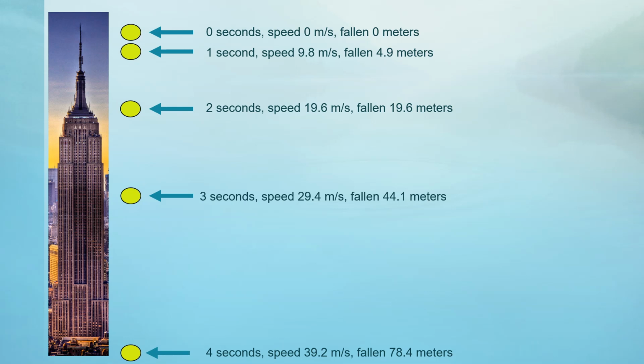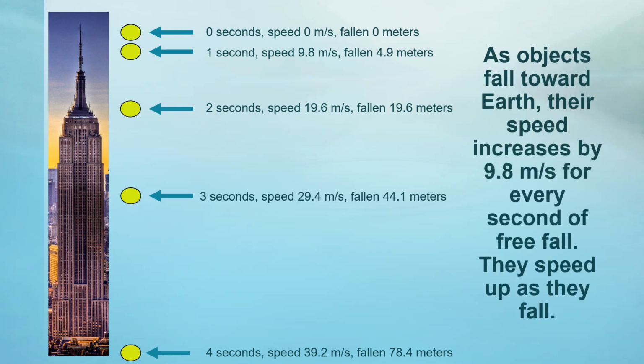Now, the whole point that I want you to get from this is that as objects fall, they move faster and faster and faster as time goes on. A ball dropped from just above your head won't pick up the same speed as a ball dropped from a very tall building. As objects fall toward Earth, their speed increases by 9.8 meters per second for every second of free fall. They speed up as they fall.